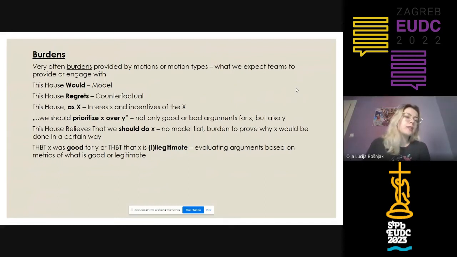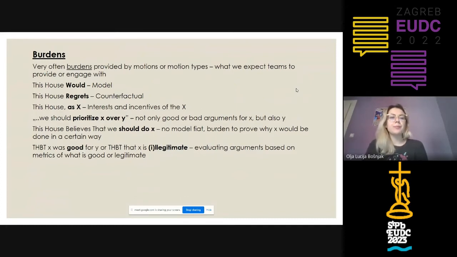Secondly, this house regrets. We expect teams on gov to analyze the counterfactual, engage with it, or sorry, make a comparative case with it, and on oppositions to engage with the counterfactual to the same extent. If governments fail to provide it, then the burden is on oppositions to do so.